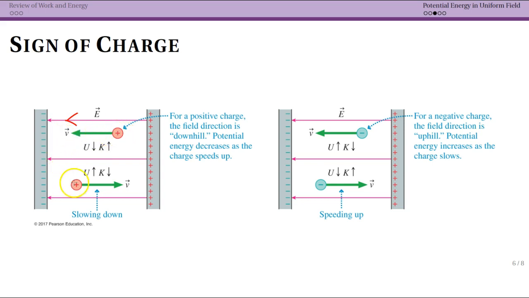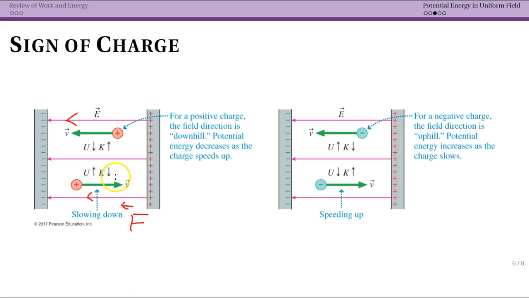On the other hand, we could give it an initial velocity to the right, and we see that it's going to slow down. You should be able to think through the fact that since your electric field is to the left, we're actually going to have a force to the left. So it's going to slow down.